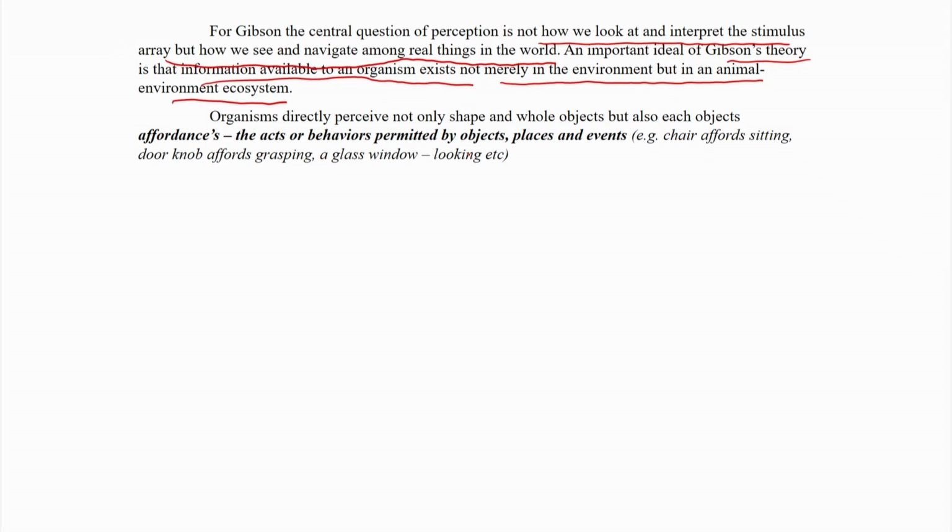Now, what it really means is that organisms directly perceive shape or whole objects, and objects have something called an affordance. What affordance means is that an object which you are perceiving directs you to do a certain act on it, and that is called an affordance. For example, think of a chair. When you look at a chair, the affordance that the chair gives to you is sitting.